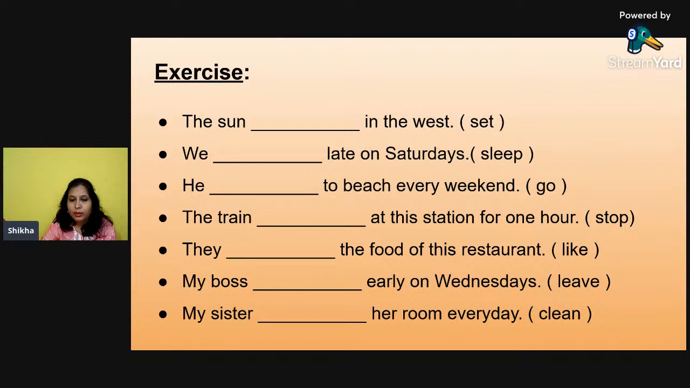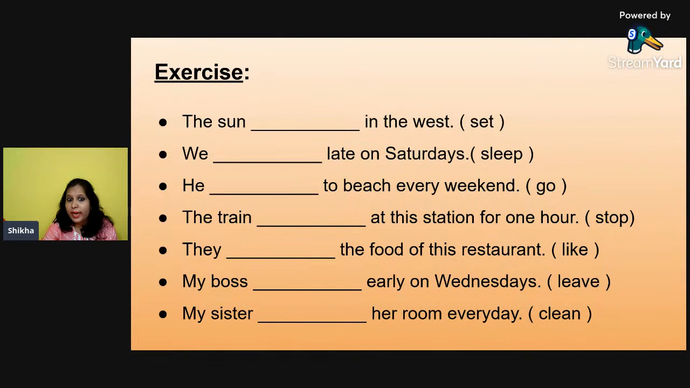The sun dash in the west, and the options we have are set, sets. Here we are talking about the sun. So here sun is third person, right? Here we are talking about the sun, so it becomes third person for us. So what would it be, sets or set? It will be sets. The sun sets in the west.